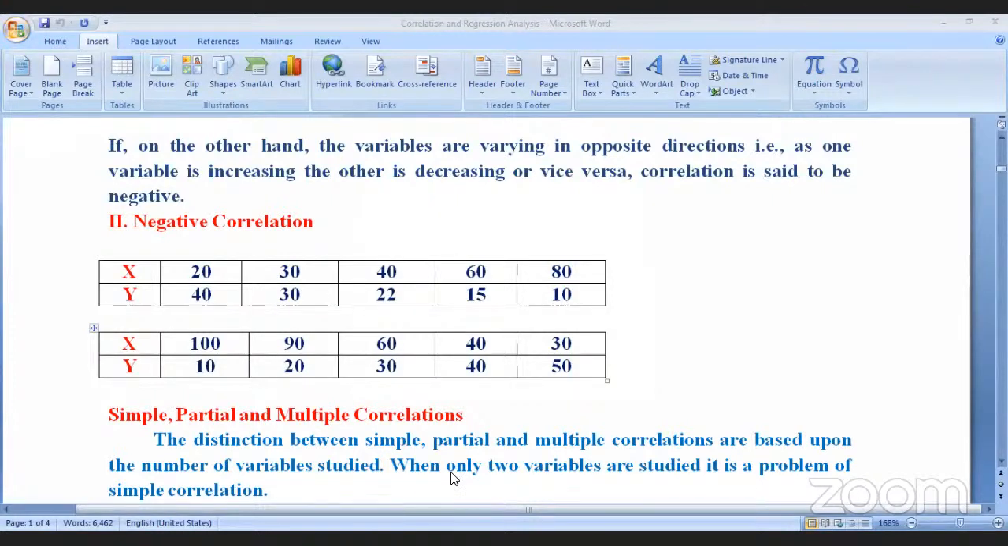Yes, sir. In positive correlation, the x value and y value, both values, are increasing in order or both values are decreasing in order. That type of correlation is said to be positive correlation. In negative correlation, x is increasing and y is decreasing; in another case, x is decreasing and y is increasing. This type of correlation is said to be negative correlation. So by observing the problem also, we can define whether it is a positive or negative correlation.